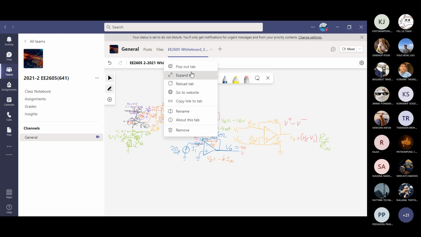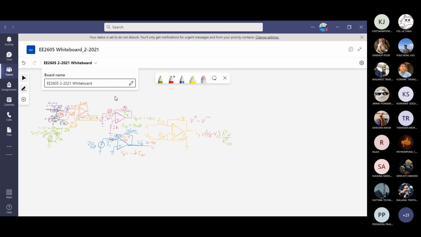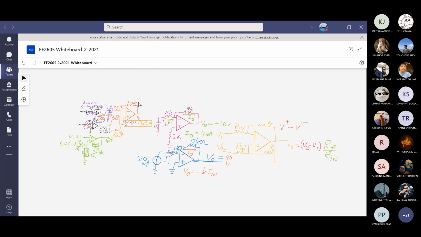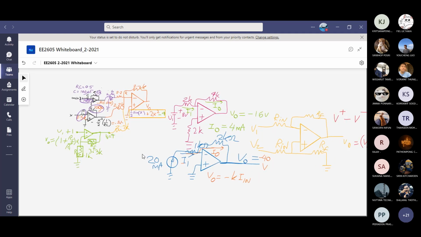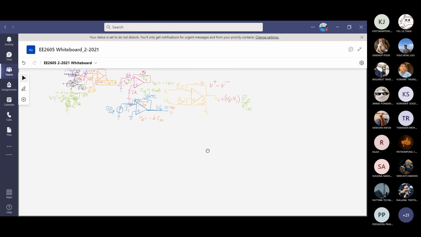Oh, expand is now here. I see, I was looking for it. I can rename or remove, but I cannot add more boards in one class. Otherwise, I have one whiteboard for every day. So this is like your class whiteboard. At some point, I have to erase. But if you request me, if you want to copy and paste all these things, I'll keep it for a week. Or I can actually go to the bottom.